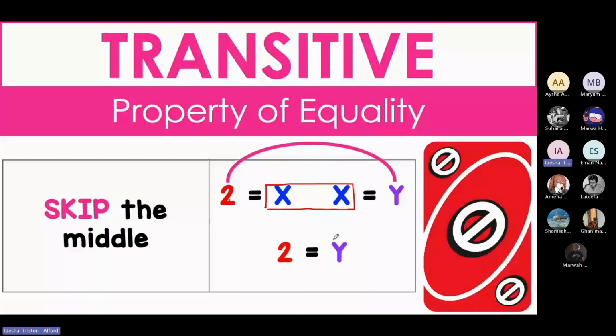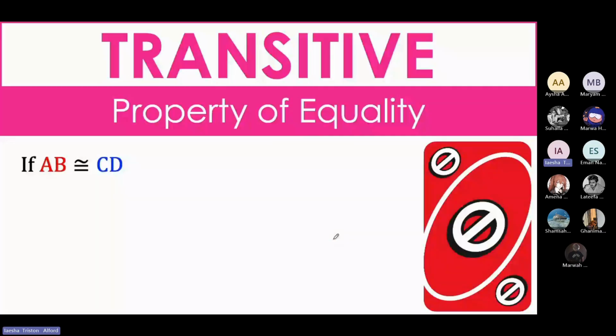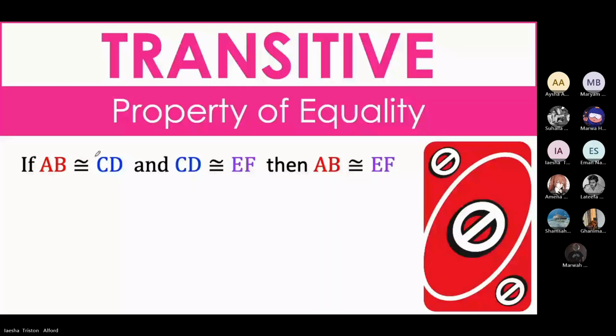AB is congruent to CD. CD is congruent to EF. So what can we say? AB is congruent to EF. So again, we're going to skip the thing that is in the middle. AB should be congruent to EF.